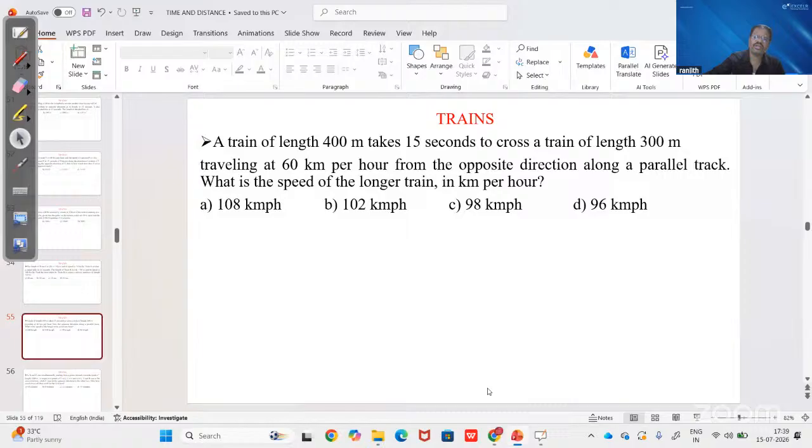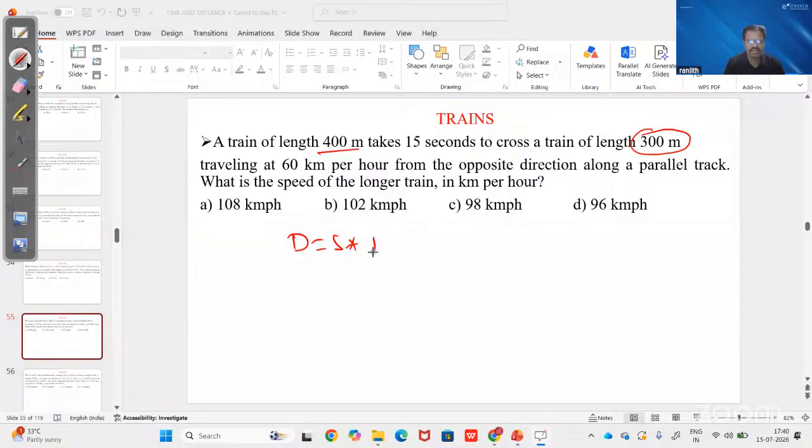So a train of 400 meters takes 15 seconds to cross a train of length 300 meters, traveling at 60 kilometers per hour from the opposite direction along a parallel track. What is the speed of the longer train in kilometers per hour? So what is it saying? Here a train of length 400 crosses another train of length 300, where distance equal to s into t. So for both the trains we need to add 400 plus 300 equal to 700.